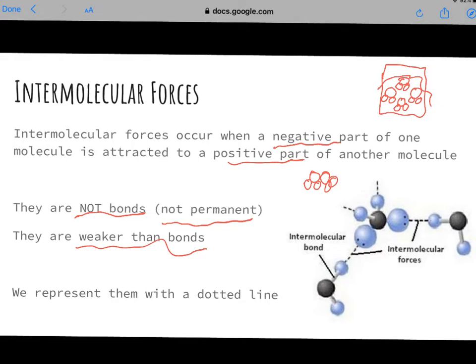So with real bonds, we might represent those with a straight line. With an intermolecular force, instead of a line, we might represent that with a dotted line to show that it's not actually a bond, it's not as strong, but there is still something there. So this dotted line would represent an attraction between these two molecules, but not a bond.